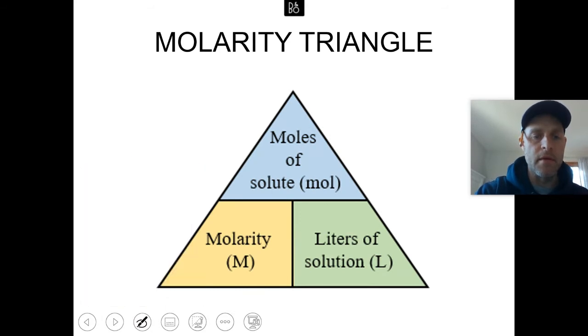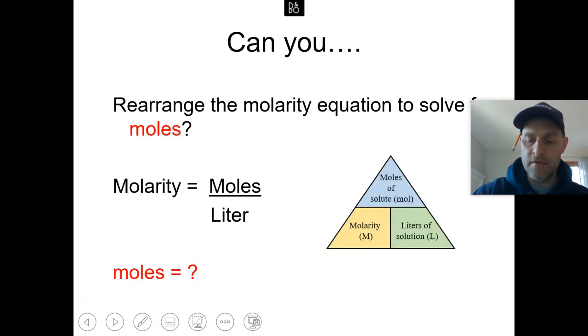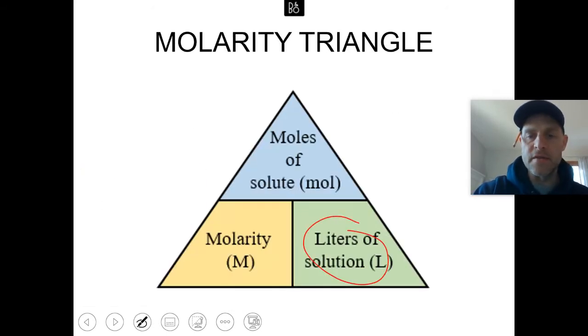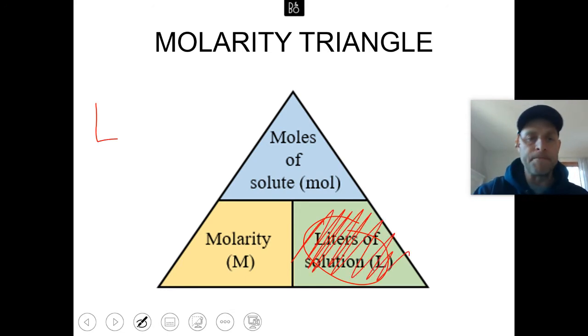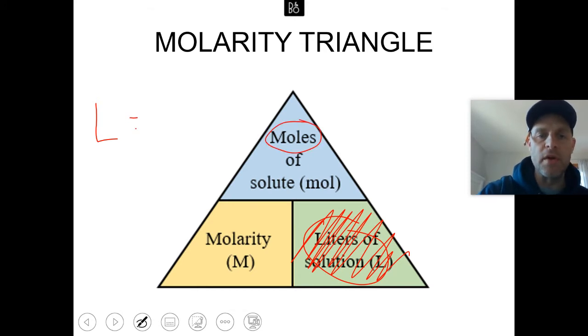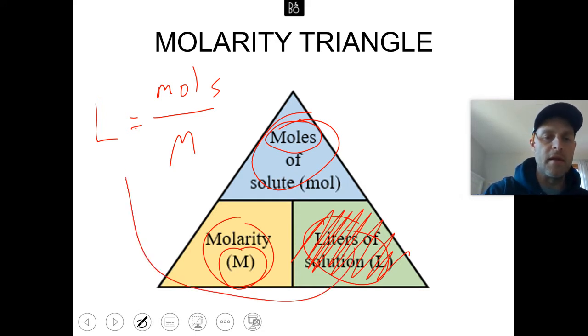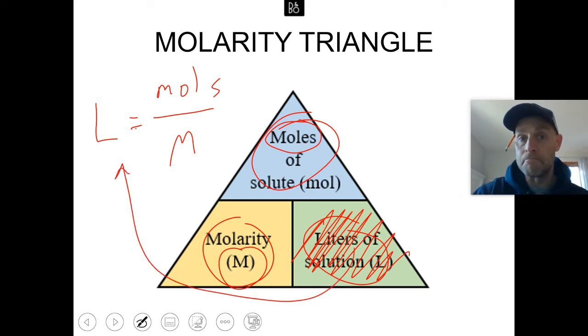Okay, let's try it again. What if I wanted to solve for liters? All I have to do is cover up the one I'm solving for, and then I say, okay, what's left? Well, I have moles over molarity. And so the equation I would use is liters equals moles of solute over molarity. Okay, so that's the molarity triangle.